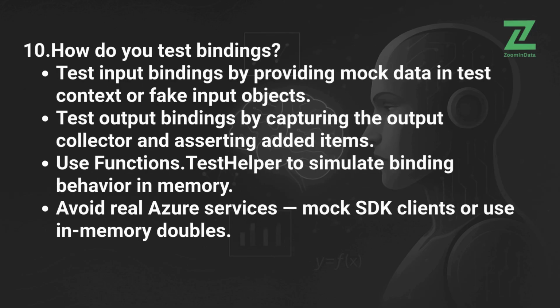How do you test bindings? Test input bindings by providing mock data in test context or fake input objects. Test output bindings by capturing the output collector and asserting added items. Use FunctionsTestHelper to simulate binding behavior in memory. Avoid real Azure services. Mock SDK clients or use in-memory doubles.